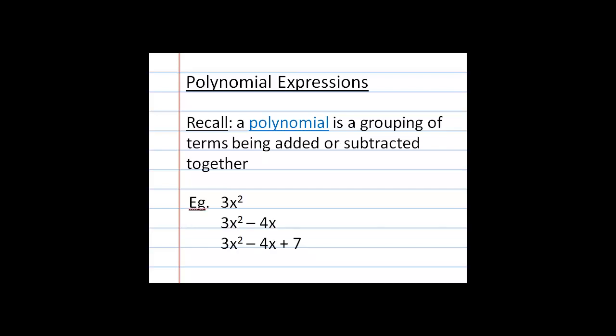This first one, 3x squared, remember we can classify our polynomials by how many terms they have. If I have one term, 3x squared, we call that a monomial. If I subtract a term from it, so 4x, 4 times x is being subtracted from 3x squared, there's 2 terms, we call that a binomial. If I add a 7 to the end, now I have 3 terms being added and subtracted together. That's called a trinomial.